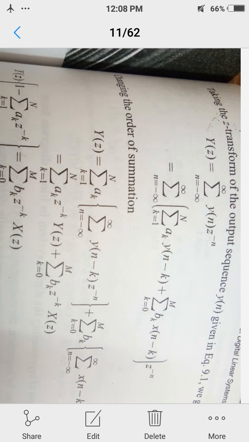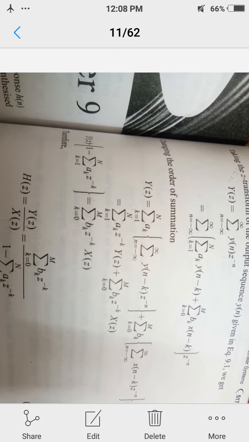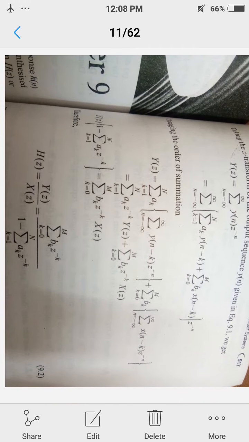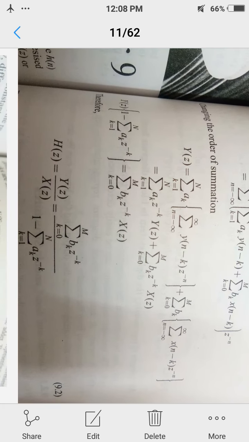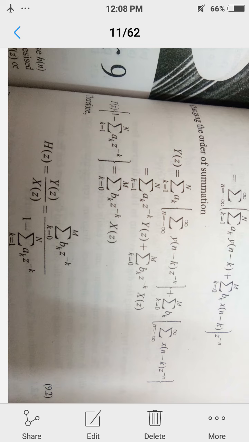And changing the order of the summation, and by solving this we will be having the transfer function, the ratio of Y(z) upon X(z). This is nothing but the transfer function of the system. It will be coming as sigma k = 0 to M b_k z to the power minus k by 1 minus sigma k = 1 to N a_k z to the power minus k.